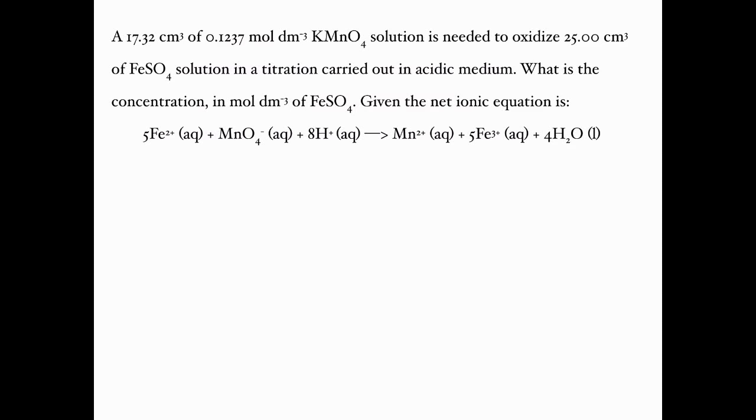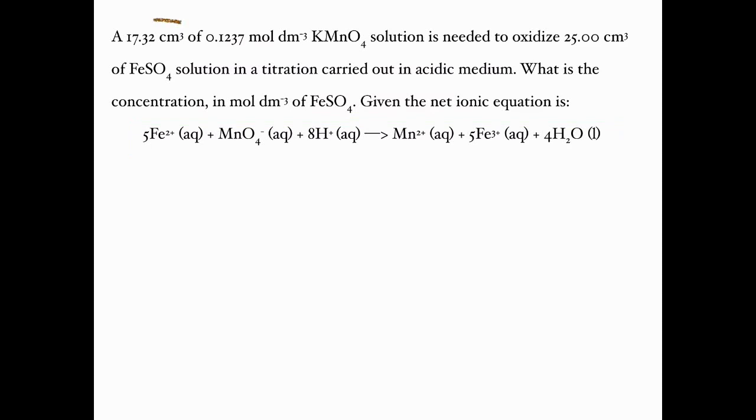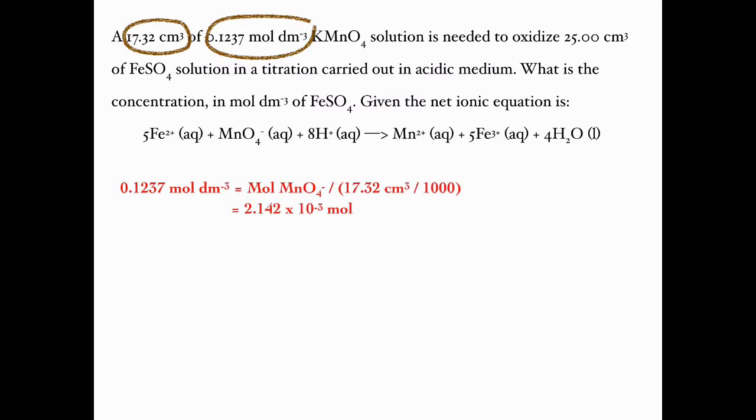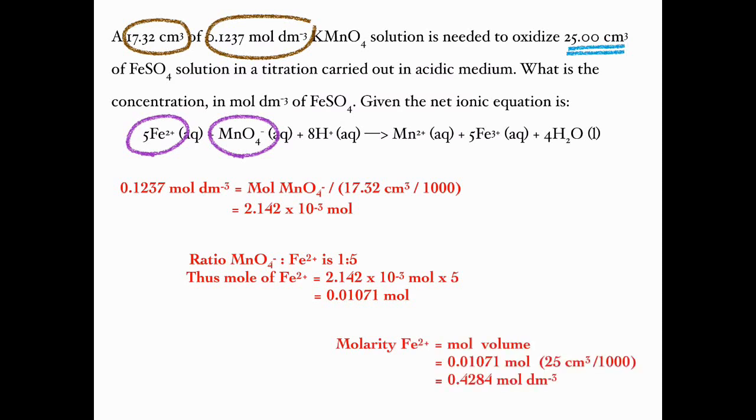So since the question already gave the balanced equation, we can skip the first step. From the volume and molarity of potassium manganate given, we can calculate its mole using molarity concept. And from the balanced equation, the ratio of manganate ion to iron 2 ion is 1 to 5. Then the mole of iron 2 ion must be 5 times that of manganate ion. From the mole and volume of iron 2 sulfate, the molarity of iron 2 sulfate solution can then be determined.